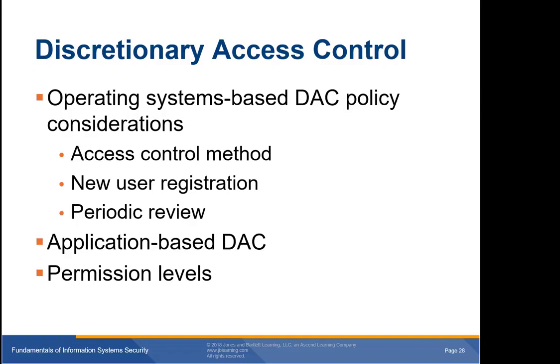The Common Criteria define discretionary access control as follows. It's a means of restricting access to objects based on the identity of subjects and/or groups to which they belong. The controls are discretionary in the sense that a subject with certain access permissions is capable of passing that permission, perhaps indirectly, onto any other object. Under discretionary access control, we have operating system-based DAC. Operating system-based DAC has primary control or responsibility for controlling access to system resources such as files, memory, and applications.